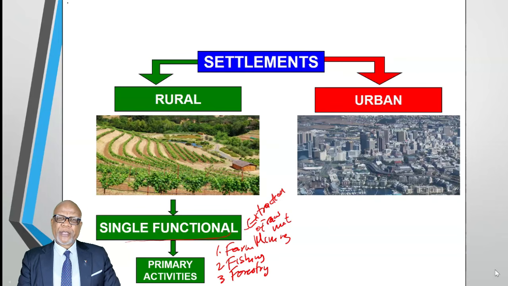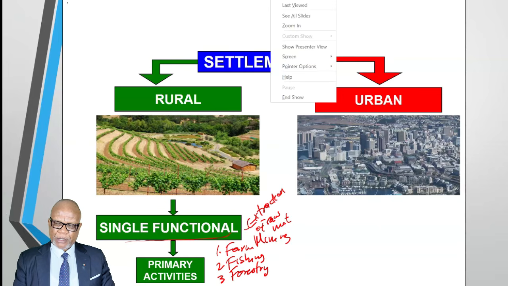And then when you say a settlement is urban, it means the settlement is multifunctional. Once we say it's urban, it is multifunctional.